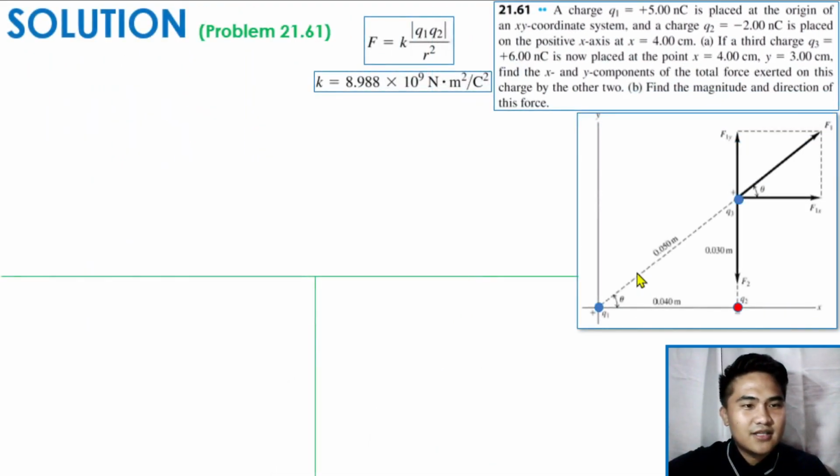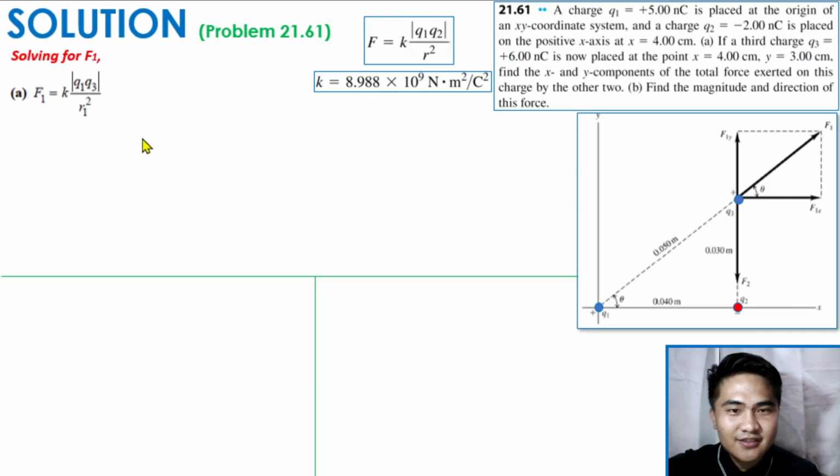So to answer that, let's have the force diagram. So Q1 is positive and Q3 is positive. So they will repel, and the force exerted by Q1 to Q3 is this F1. F1 has two components, F1y and F1x. Then Q2 is negative and Q3 is positive. Therefore, they will attract. Then the force is F2 towards Q2. To answer this, we will use the Coulomb's law with this Coulomb's constant.